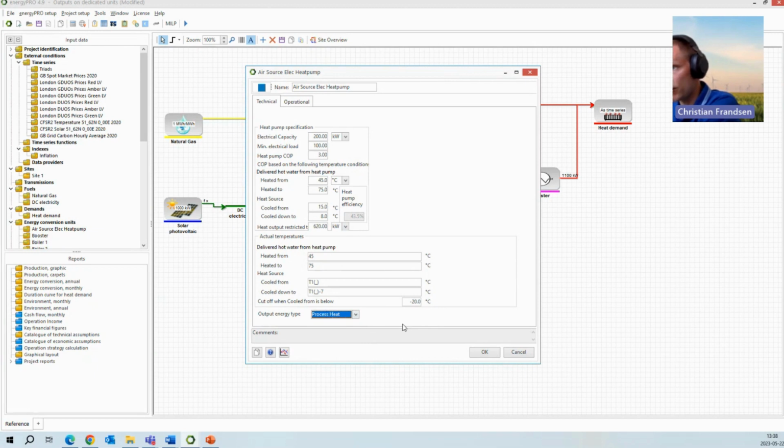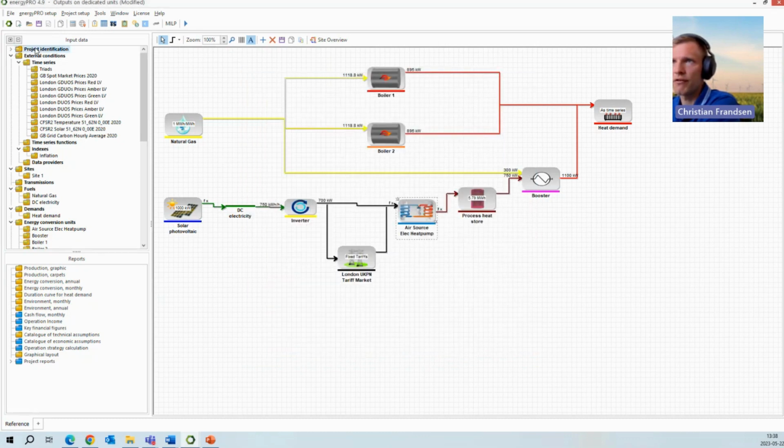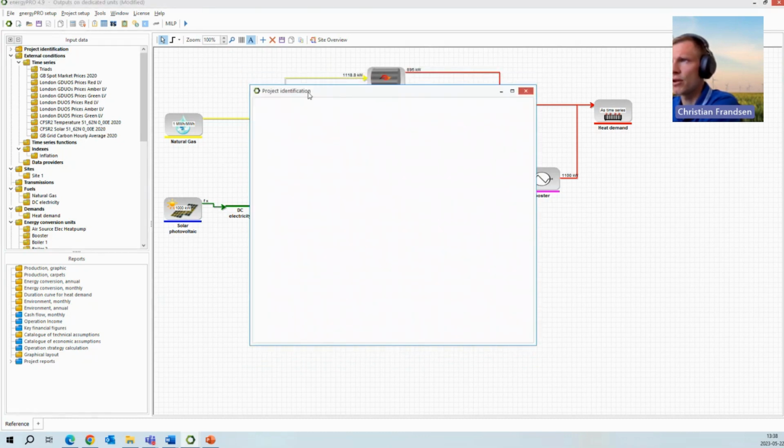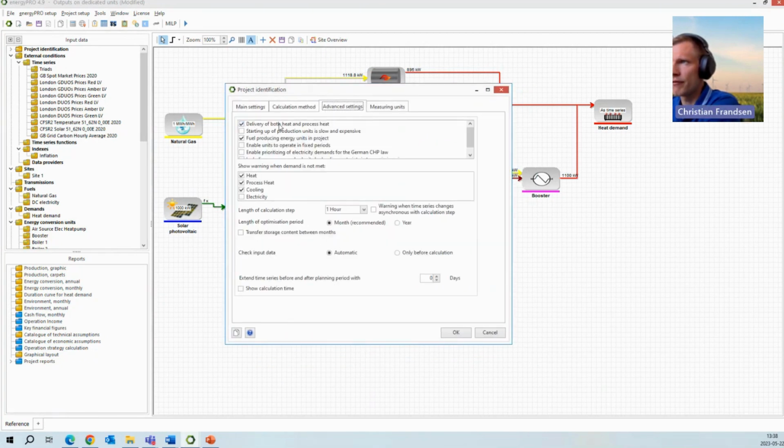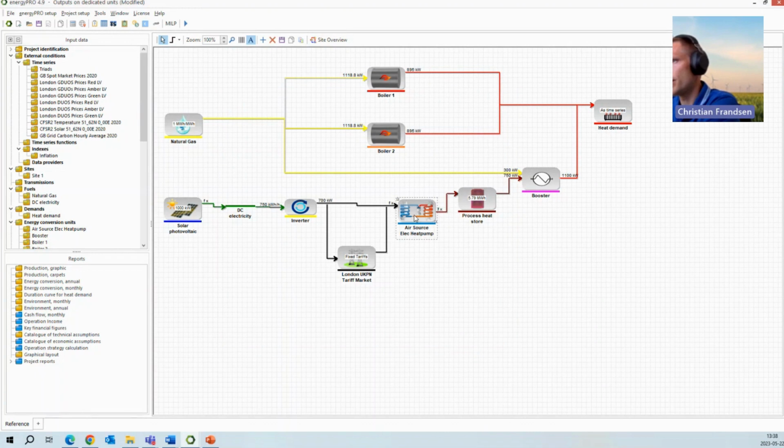And one thing to remember, in order to be able to select these process heat or fuels, the project and the project identification should have toggled on delivery of both heat and process heat and fuel producing units in the project. So now the heat pump is producing, instead of heat, process heat.